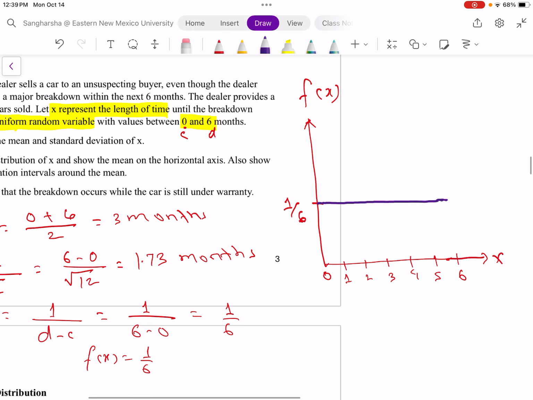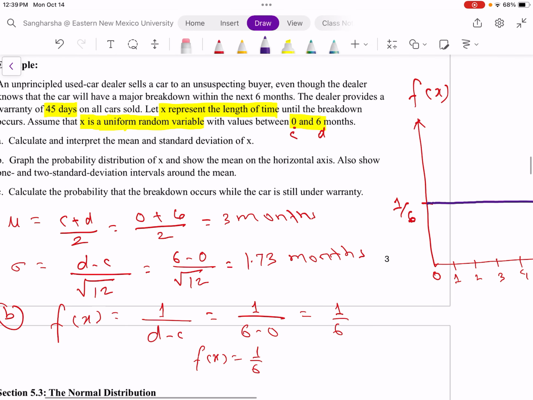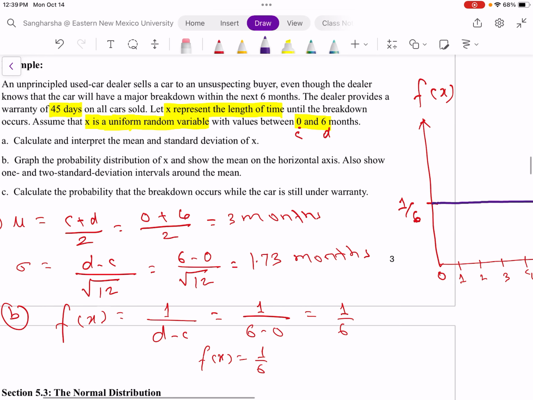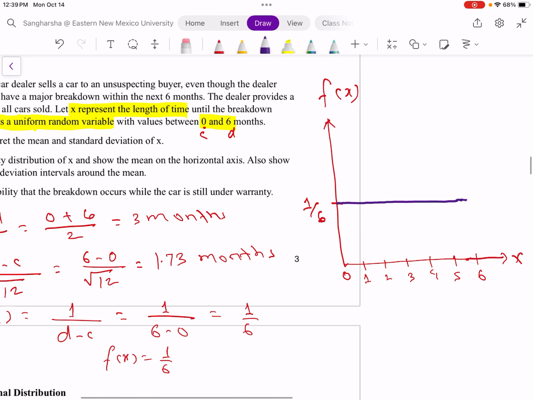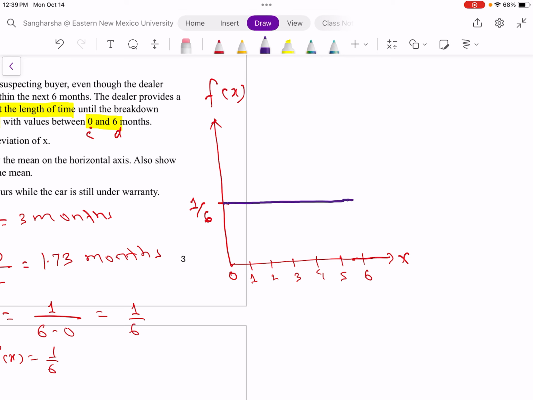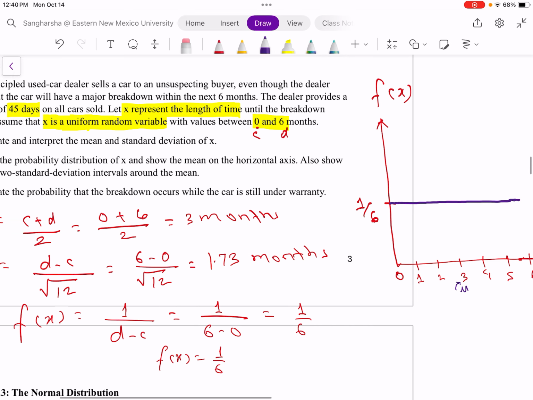Now what is our next question? It asks us to show the mean on our horizontal axis. The mean is 3 months. So this is our mu, right? 3 is the mean.